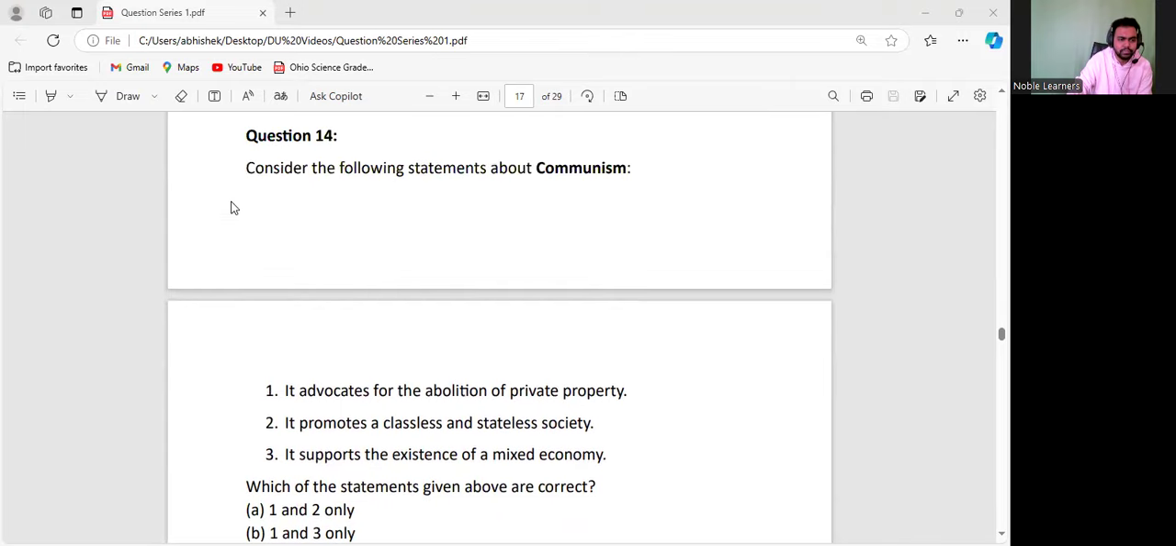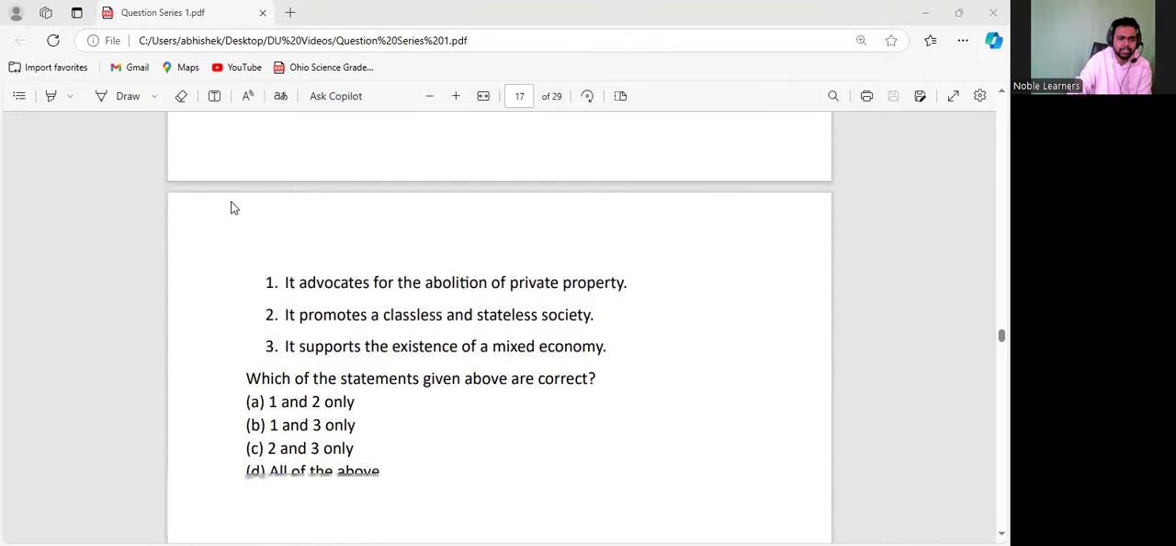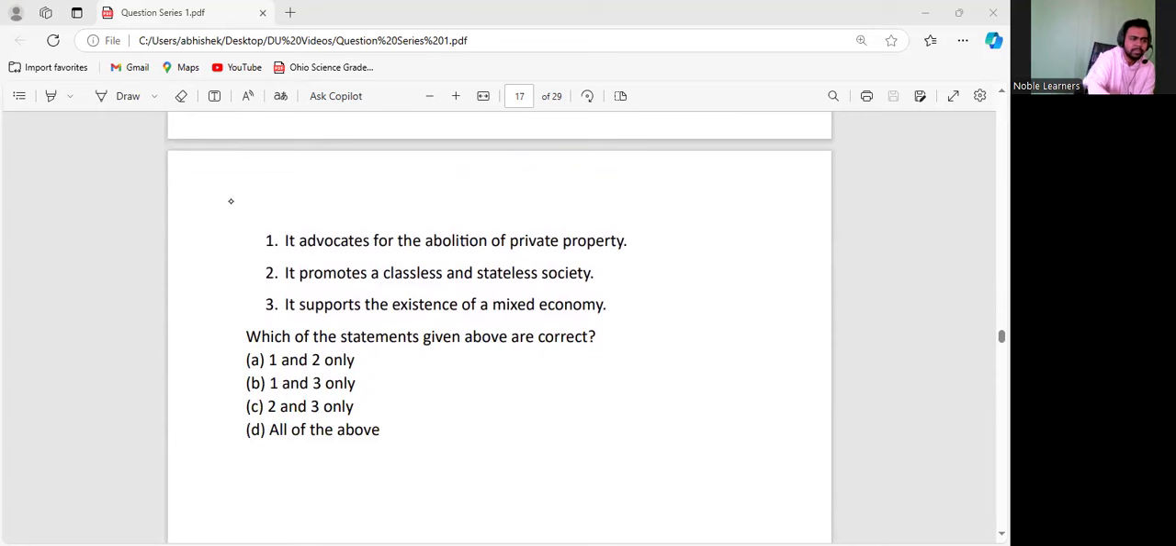Over here, consider the following statements related to communism. Communism talks about abolition of property. Statement number one: it promotes a classless and stateless society. Statement number three: it supports the existence of a mixed economy. So, what would be the correct answer? Mixed economy, you understand, is where both private and public sectors coexist. So, try to answer yourself.